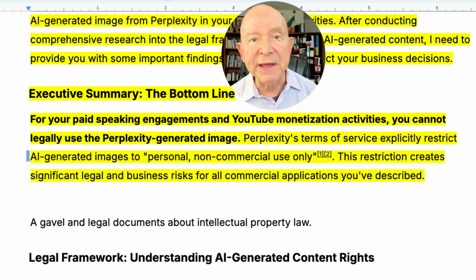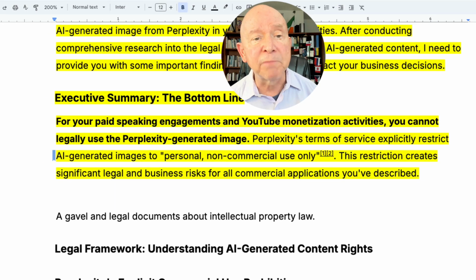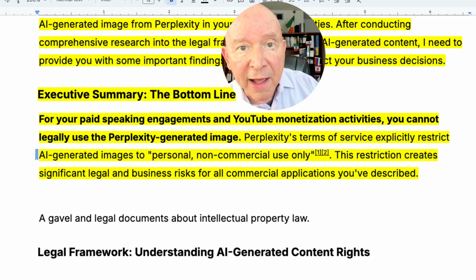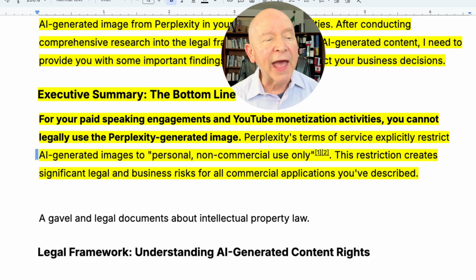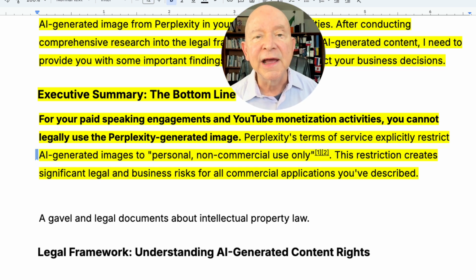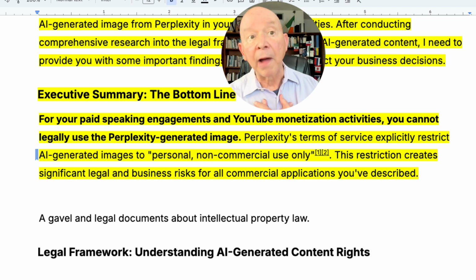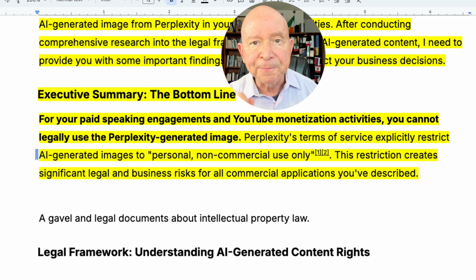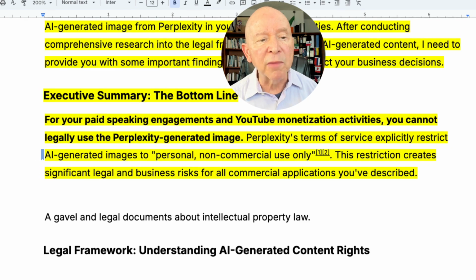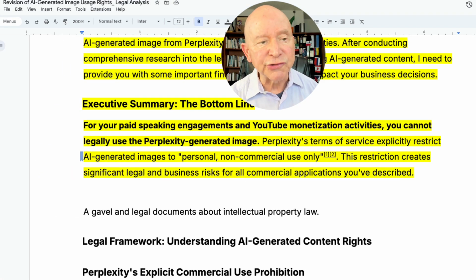For your paid speaking engagements and YouTube monetization activities, I'm talking to you, my fellow content creator out there, you cannot legally use the Perplexity generated image. My heart sank because they had some really good images there. Perplexity's terms of service explicitly restrict AI-generated images to, here it is in quotes, personal, non-commercial use only. This restriction creates significant legal and business risks for all commercial applications that you have described.